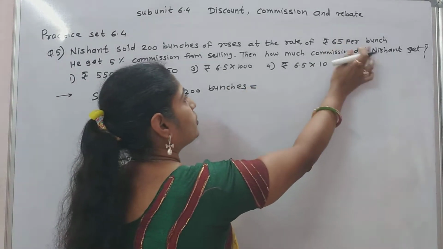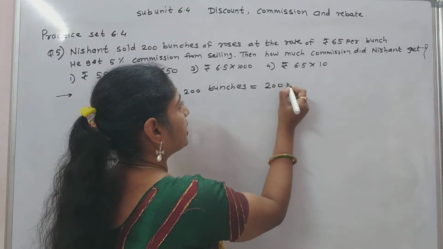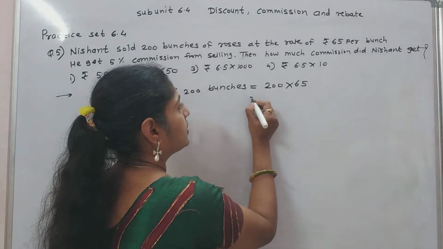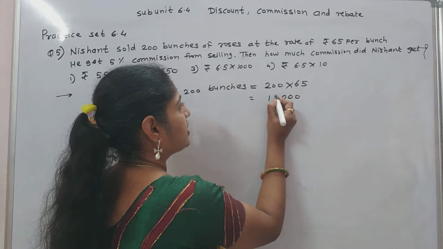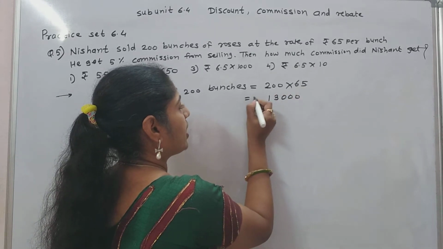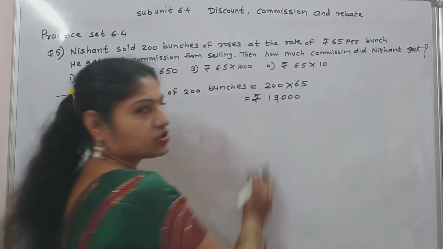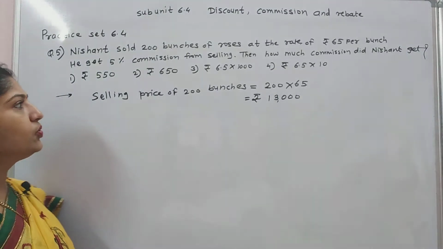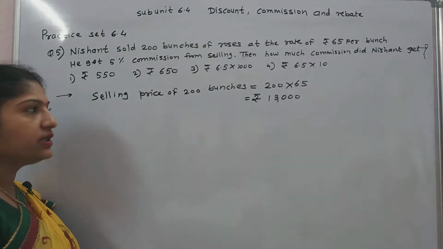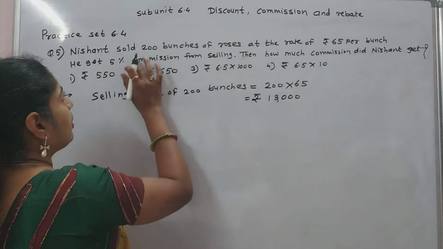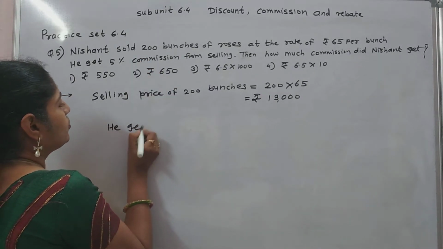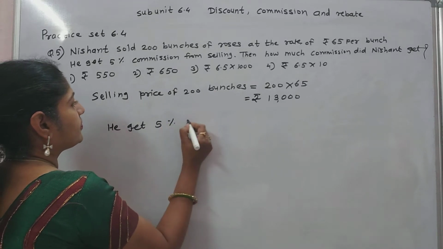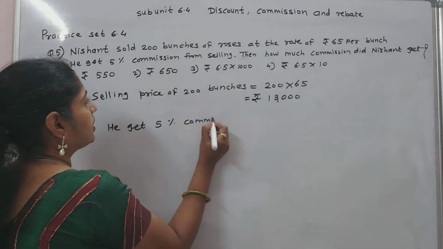Rate is 65 per bunch. So 200 into 65, double zeros, 5 5s are 25, 6 5s are 30... that is, rupees 13,000. The selling price of 200 bunches is equal to 13,000. Now he got the commission of 5%. So find the total commission.